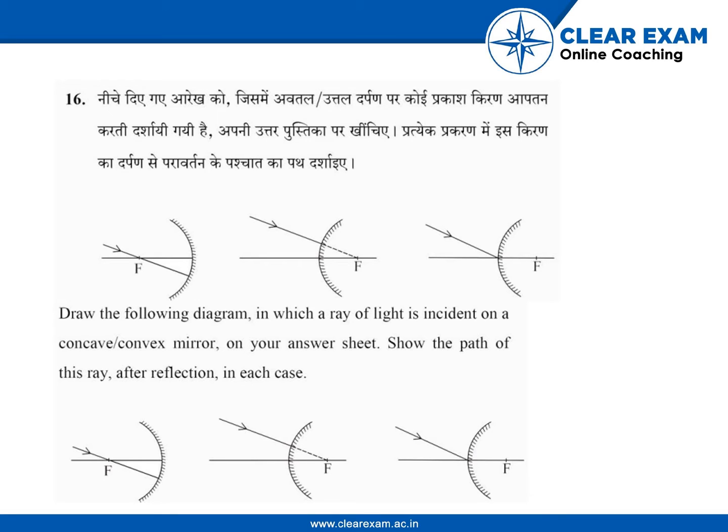So the next question is, draw the following diagram in which a ray of light is incident on a concave or convex mirror. On your answer sheet, show the path of this ray after reflection in each case. So we have to tell what the reflection is.